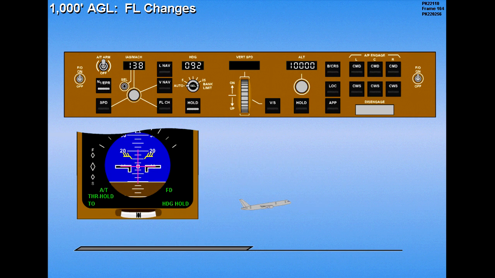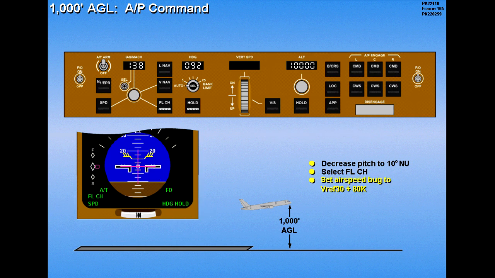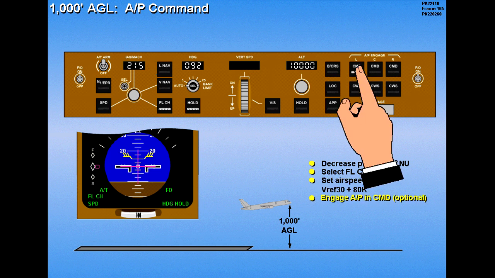The next MCP inputs normally occur at 1,000 feet AGL. You should first select Flight Level Change for engagement. This terminates the takeoff mode and engages pitch in the speed mode. Next, set VREF 30 plus 80 knots, 215 in this example. Then, if desired, engage an autopilot in command.